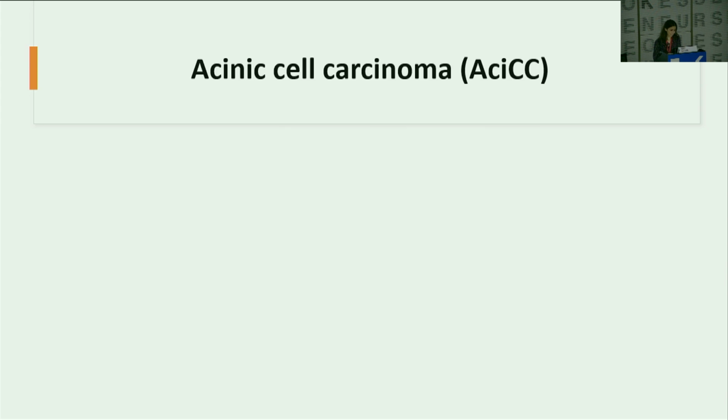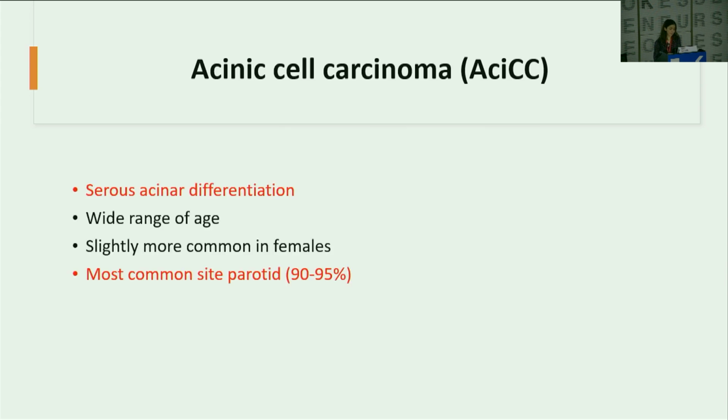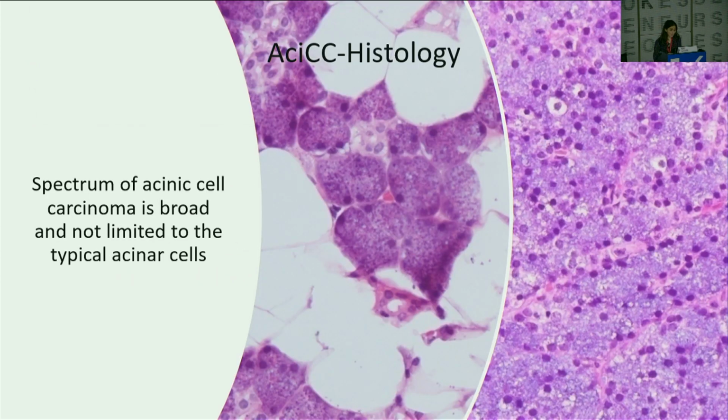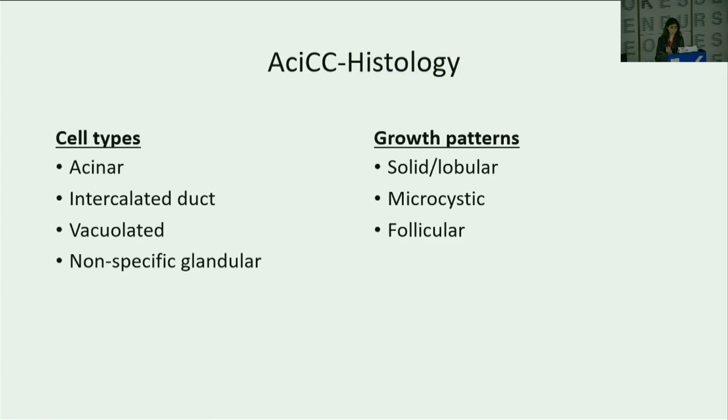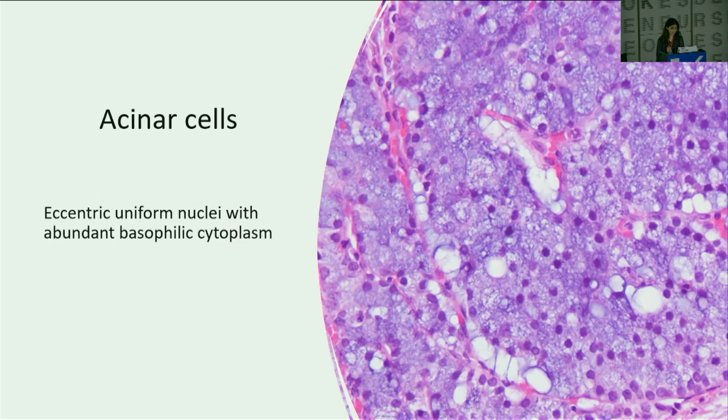Acinic cell carcinoma. Acinic cell carcinoma is characterized by serous acinar differentiation. It's most commonly seen in the major salivary glands and is rare in the minor salivary glands. We always think of acinic cell carcinoma as the tumor that has zymogen granules and is very similar to the normal acini in the parotid gland. However, the spectrum of acinic cell carcinoma is broad and not limited only to the typical acinar cells. So you can see different growth patterns and different cell types in acinic cell carcinoma.